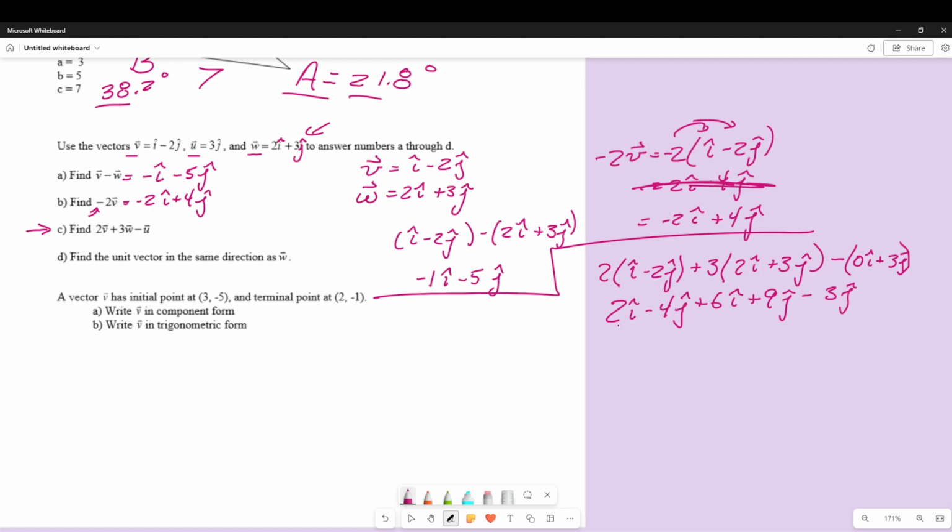And then we're going to collect like terms. So we end up with 8 I hat, and then negative 4, negative 3, and positive 9 is going to be a positive 2 left behind, J hat. So we're going to have 8 I hat plus 2 J hat. Cool.